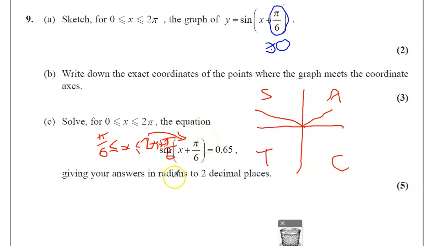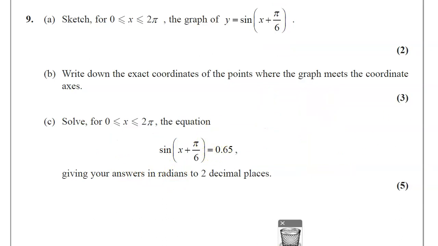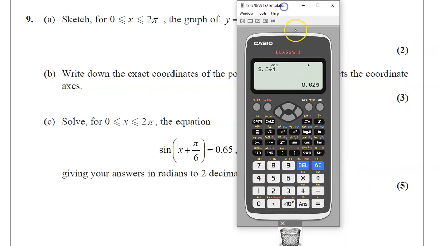And give your answers in radians. Well, that's fine, just as long as your calculator's in radians. So let's just check that we can do that as well whilst we're here. So here's my calculator. There's a little D there that shows I'm in degrees. So on this calculator, it's shift setup. Nope, didn't press shift properly. Shift setup, angle unit, and just turn it into radians.